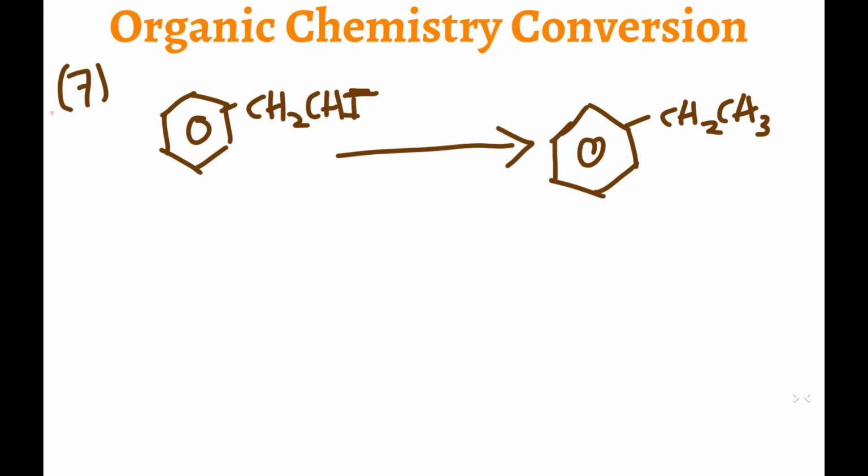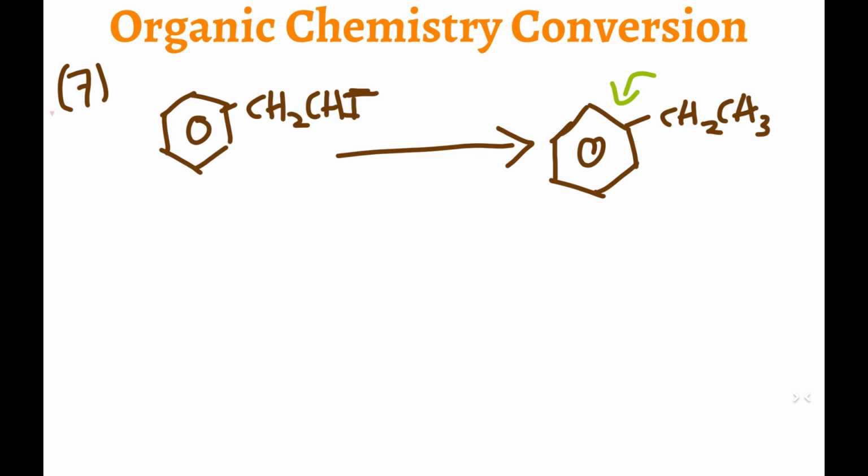Now consider our seventh organic conversion. In the seventh one, we have to convert an alkyl iodide into this alkane. Basically, when we consider this alkane, it is an aromatic alkane. So we have to use a Grignard reagent and hydration reactions as we have done in our sixth organic conversion.